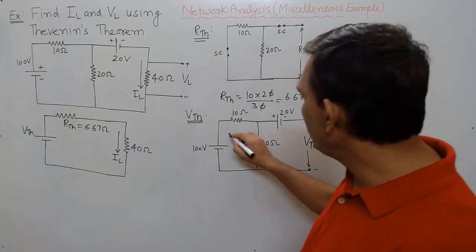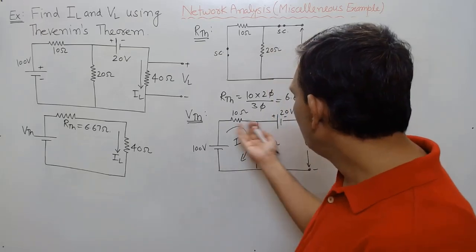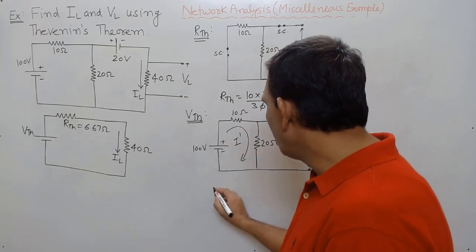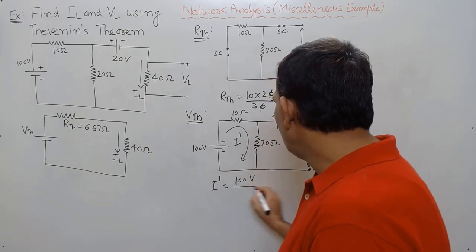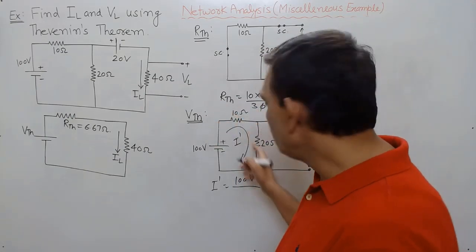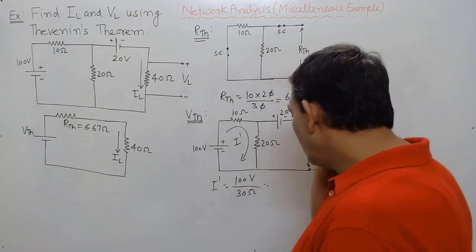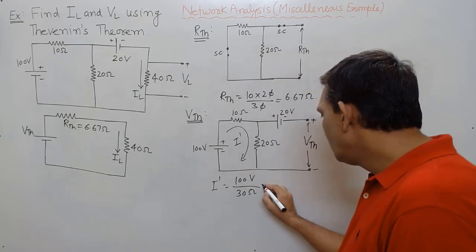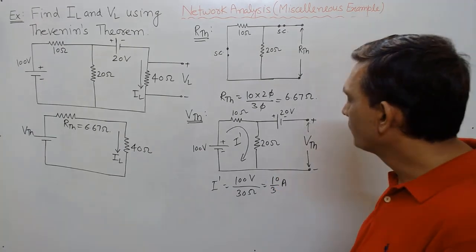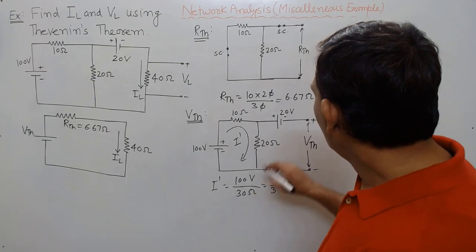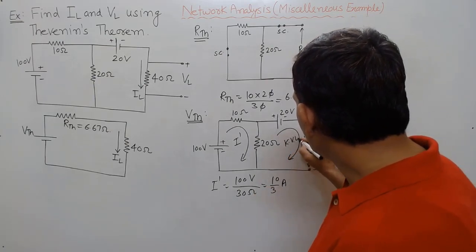So first we have to find the current in this loop. Assume this current is I dash. So you can see this current I dash is given by 100 volt by 10 plus 20 because these are in series. So that is 30 ohm. So this will be 10 by 3 ampere. Now apply KVL in this loop.